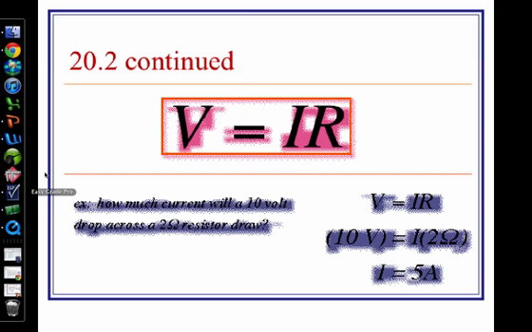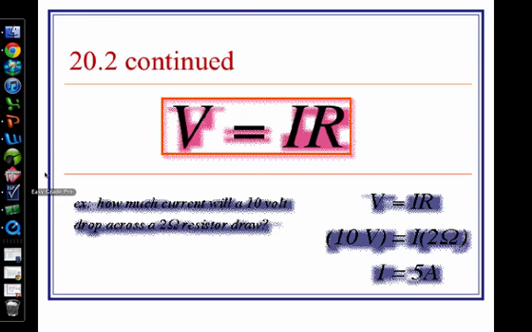All right, Ohm's law is the relationship between voltage, current, and resistance. This is traditionally how it's written: V is equal to I times R. I like to write it as current is equal to voltage divided by resistance. So current and voltage are directly related, whereas resistance and current are inversely related.